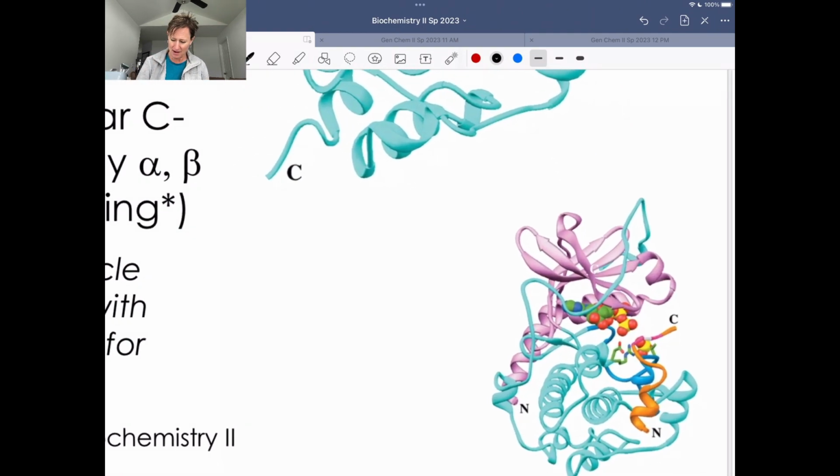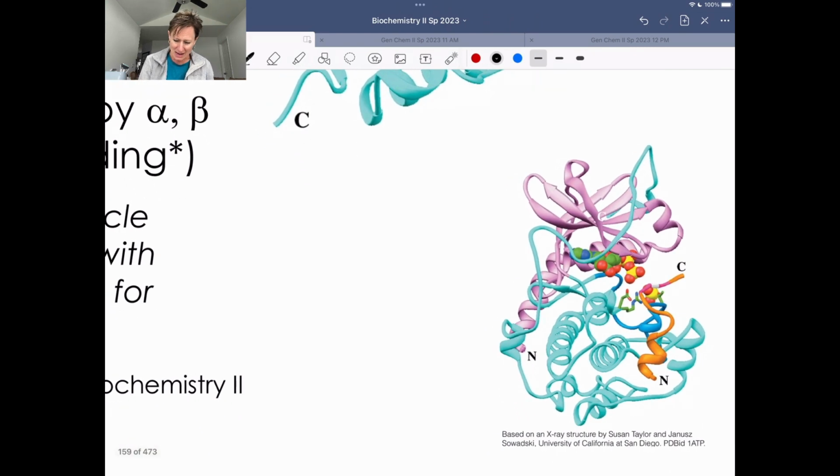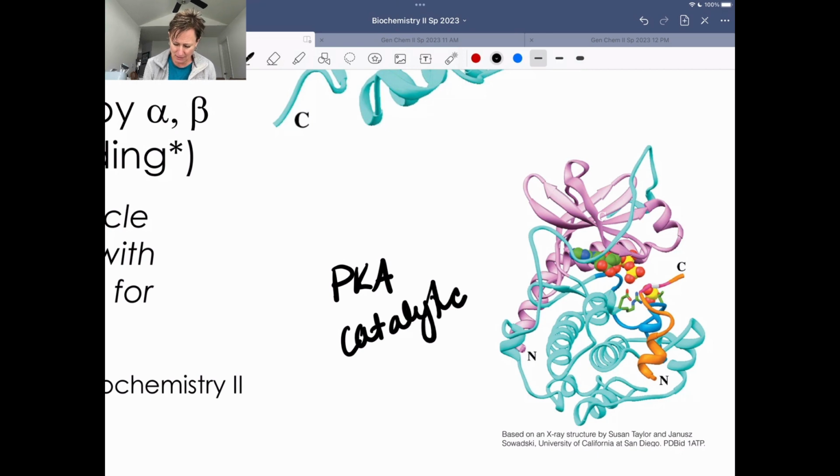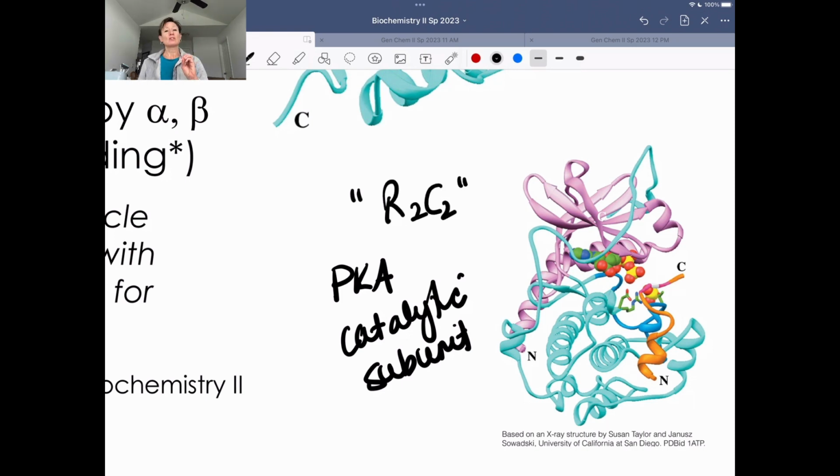I've got it down here at the bottom of PKA and remind us of how that works. So this is the PKA catalytic subunit. And remember, we want to think about R2C2 when we think about PKA. So we've got 4 subunits that are part of PKA, specifically when it's in its inactive state. We've got 2 catalytic subunits and 2 regulatory subunits.